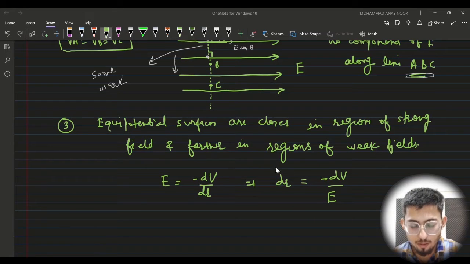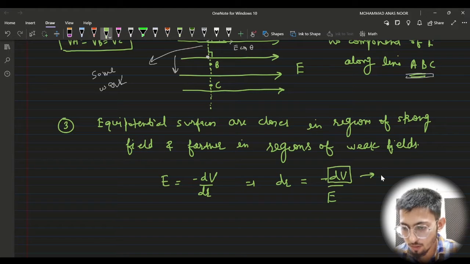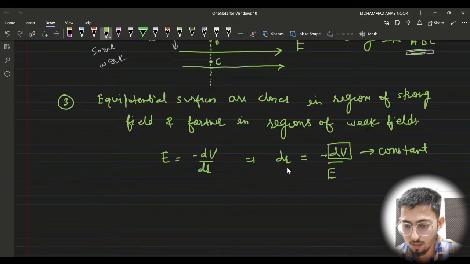Now, if we take dV as a constant, that means we are talking of equipotential surfaces. dV means there is no change in V, isn't it? When there is no change in V, we are talking of equipotential surfaces, that is, surfaces having the same potential. Let us take this dV as a constant.